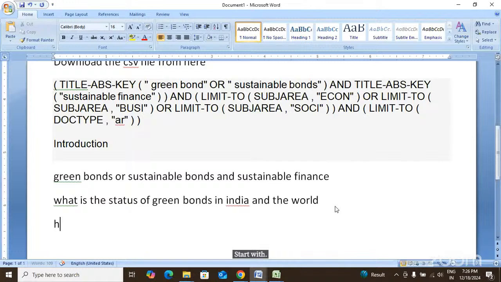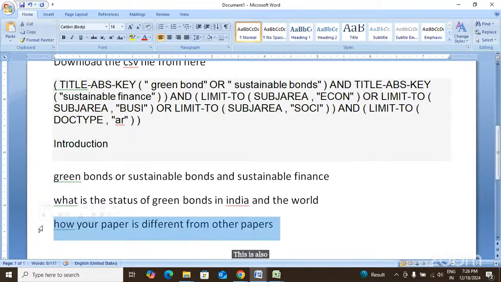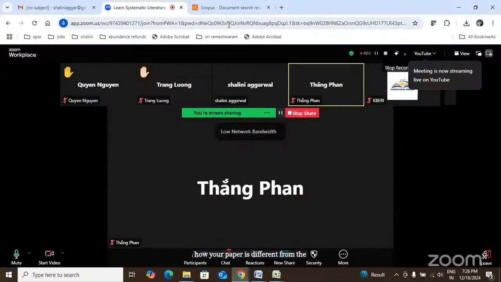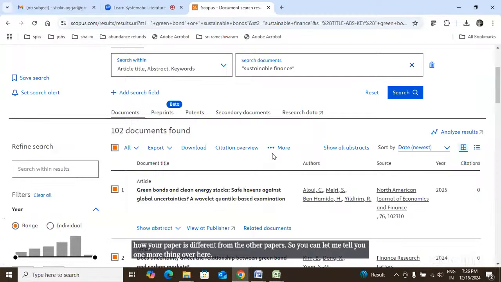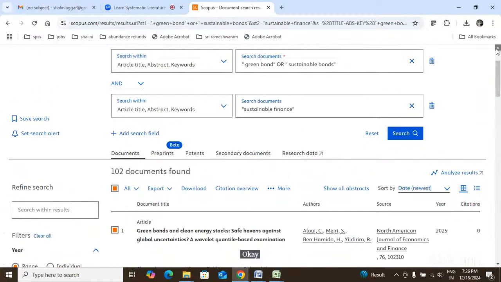Now, the second most important thing that we have to write is how your paper is different from other papers. This is also one paragraph that needs to be emphasized. How your paper is different from the other papers. Let me tell you one more thing over here.